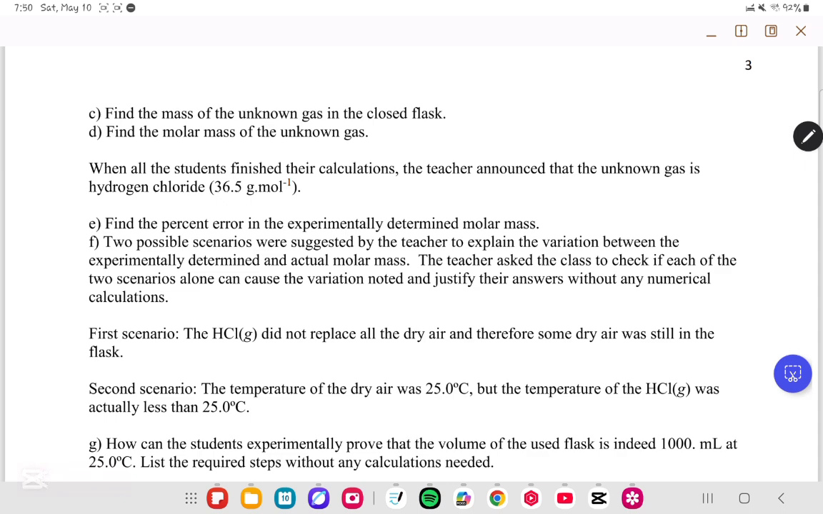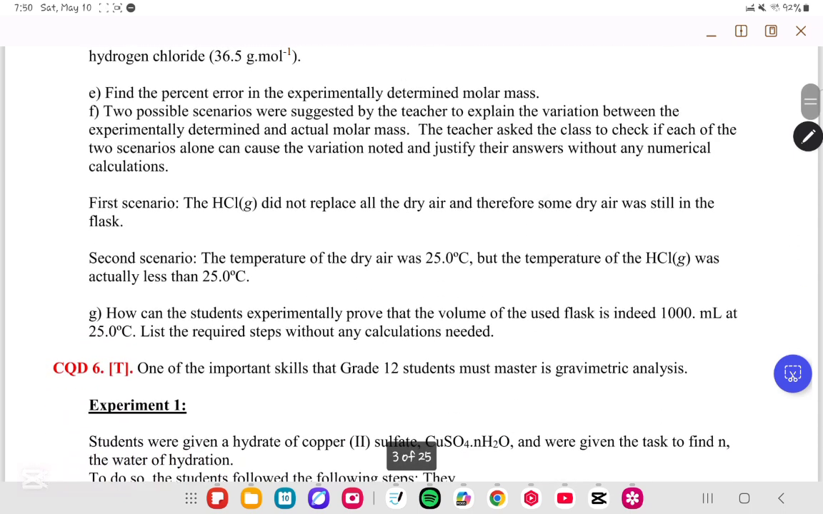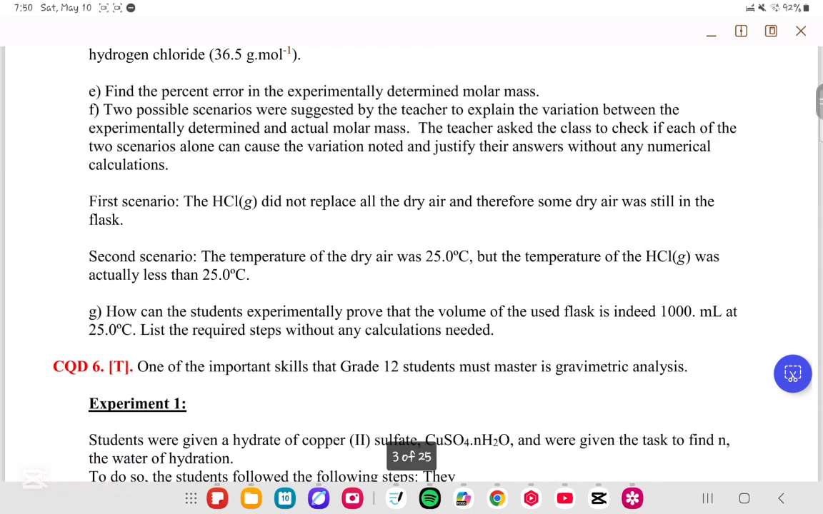Now, two possible scenarios were suggested by the teacher to explain the variation between the experimentally determined and the actual molar mass. The teacher asked the class to check if each of the two scenarios alone can cause the variation noted and justify their answers without any numerical calculations. First scenario, the HCl did not replace all the dry air and therefore some dry air was still in the flask.